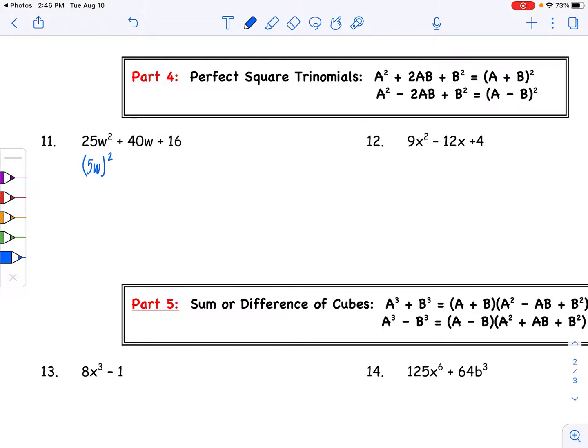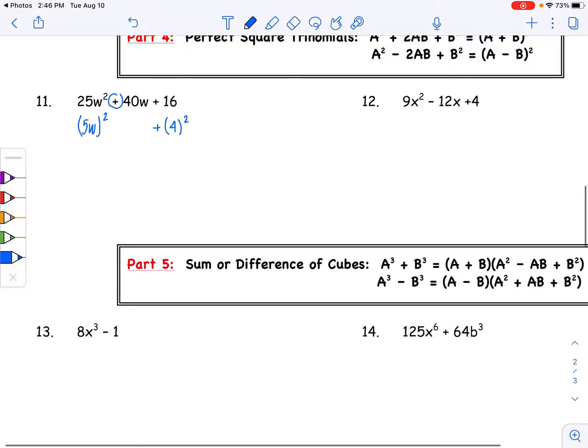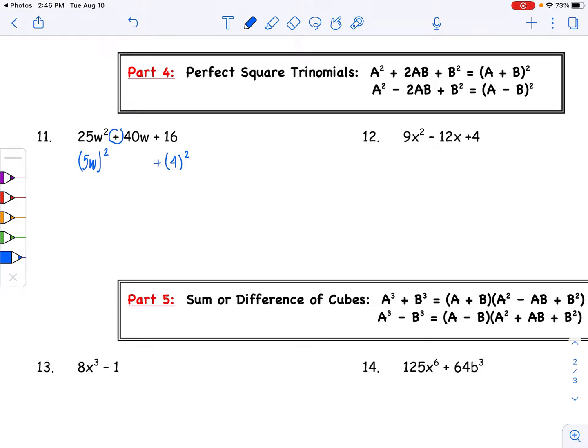40, can I rewrite it? Let's kind of hold off for a moment. But can I rewrite 16? Well, yeah, I can write that as 4 squared. So perfect square trinomials, notice that it is a plus sign. Notice the a and the b value here can both be written as squares. Because it's a plus sign, I'm going to use a plus sign. So this really can just be 5w plus 4 squared.